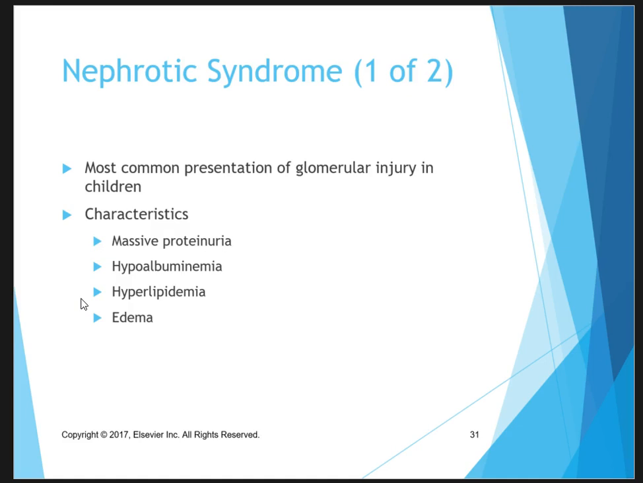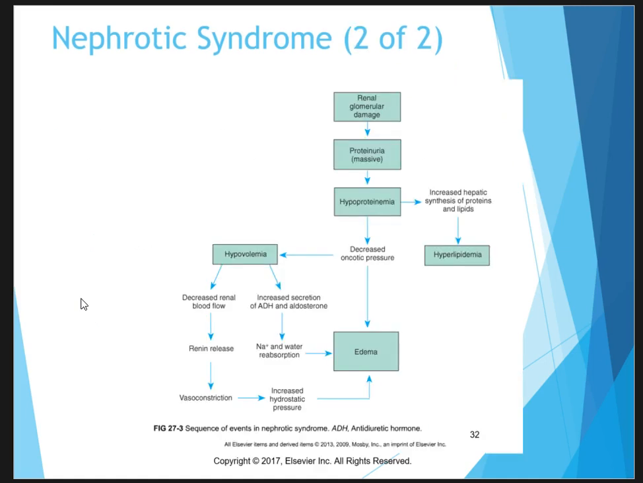Okay, moving on to nephrotic syndrome. So nephrotic syndrome is a clinical state that includes massive proteinuria, hypoalbuminemia, I can't talk today, low albumin, high lipids, and edema. It is the most common presentation of a glomerular injury in children. I like my flow charts. I think they're helpful, especially when you have a lot of things going on like this one. So that's why this is here for you.